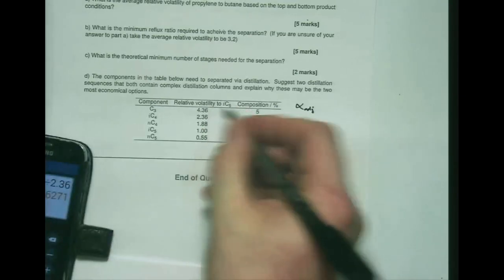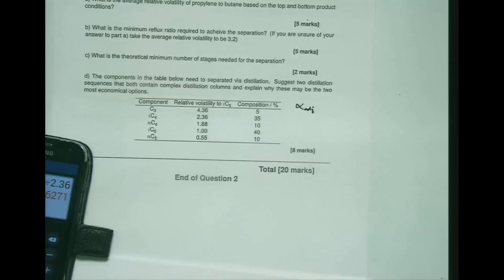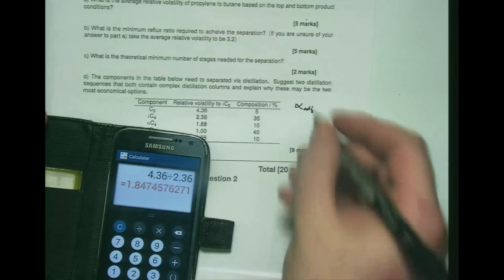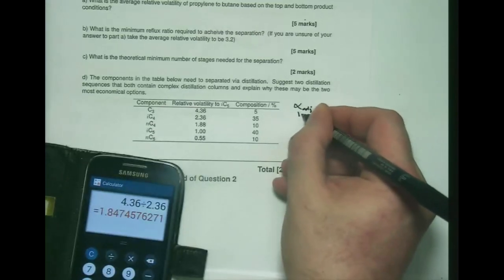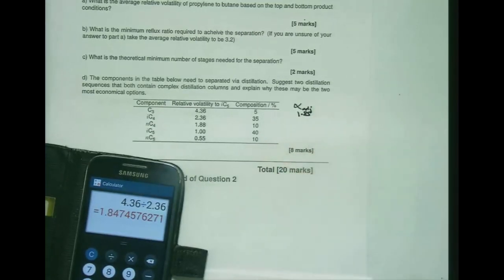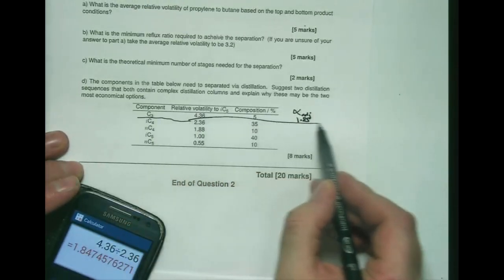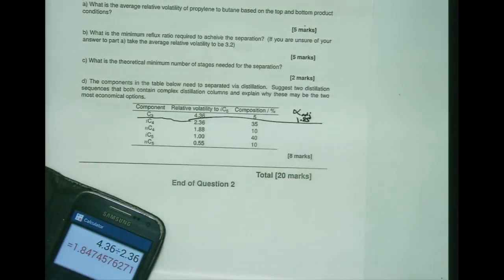So the first one is obviously 4.36. I'll show you this on the calculator. 4.36 divided by 2.36. So we've got about 1.85. And that's the relative volatility of C3 related to the IC4.